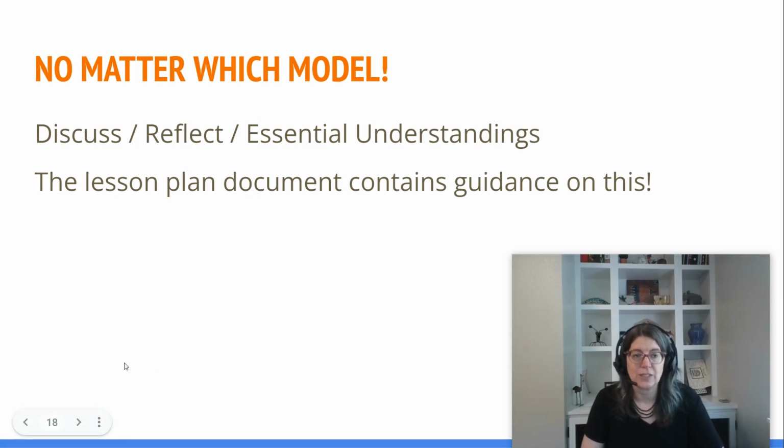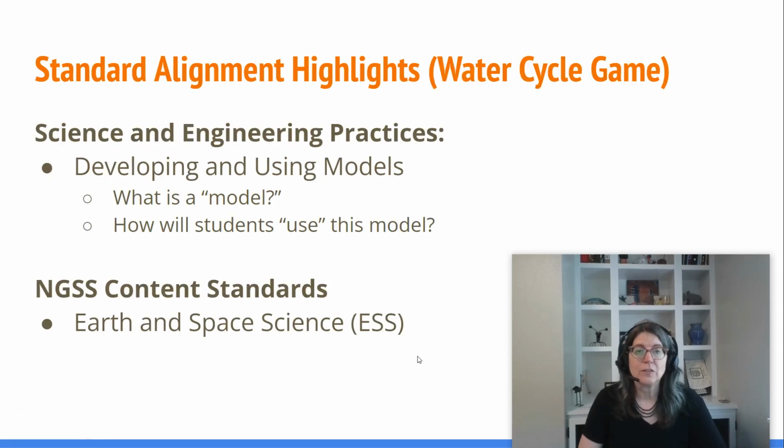Some standards alignment highlights for this water cycle game. From the Next Generation Science Standards, Science and Engineering Practices, this game is a model. A model is anything that is not the real thing, but that can help students achieve understanding. And so a game or a simulation like this is considered a model. So they are definitely developing and using models in this part of the lesson, and they will use this model to reach those essential understandings of the water cycle in this part of the lesson.